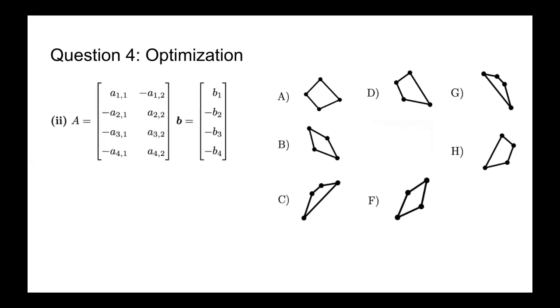Moving on to part 2. In this case, we have A has some coefficients and B also has some coefficients. So let's take a look at some of the properties of these constraints that are given in both of these matrices.